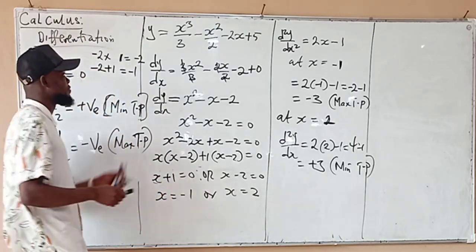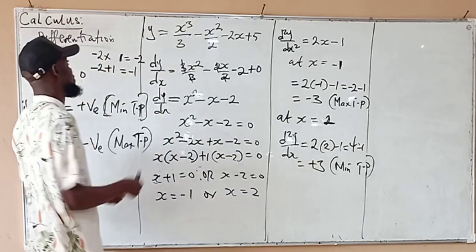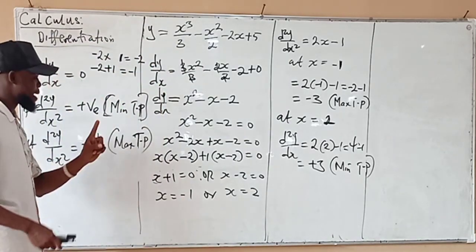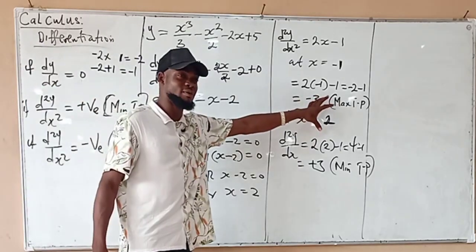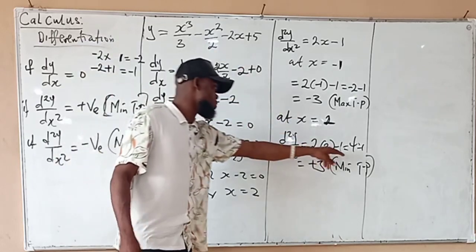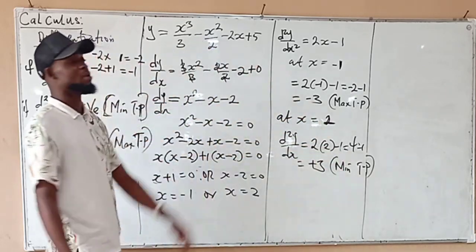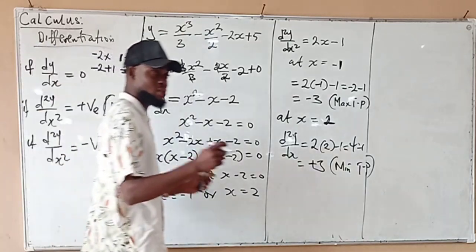So you can go and check the maximum value and the minimum value of this function. Remember I told you that the point that gives you the maximum turning point will give you the maximum value of y, and the one that gives you the minimum turning point will give you the minimum value of y.